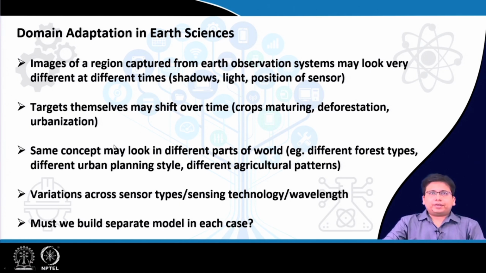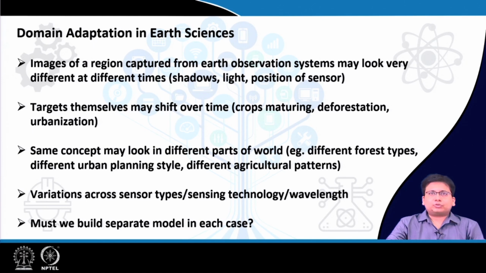When we capture images of a particular region using earth observation systems, we have already discussed different kinds of earth observation systems and the different imaging technologies they may employ. Now when a particular region is captured by different devices or different kinds of sensors, the region may look very different at different times, by which I mean times in a day. In the morning it may look one way, in the afternoon or midday it may look another way, and at night it will be different.